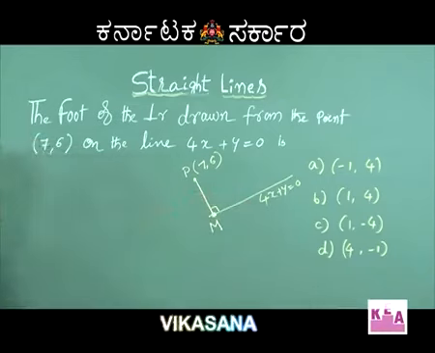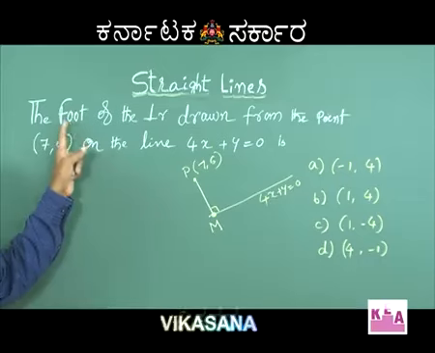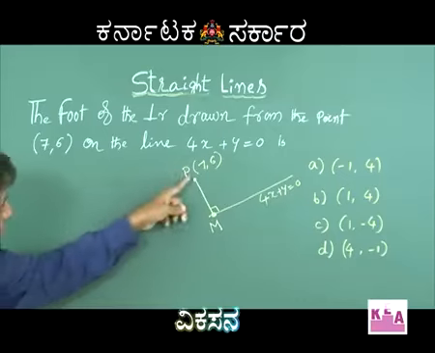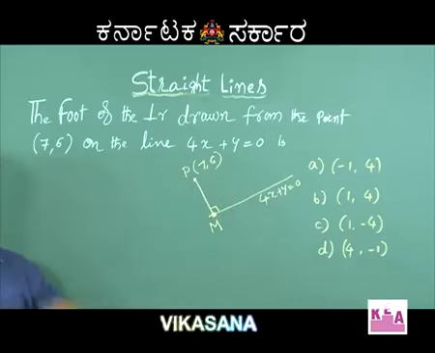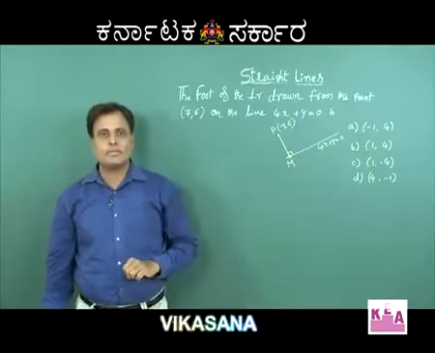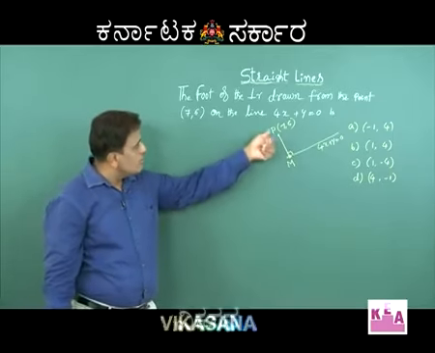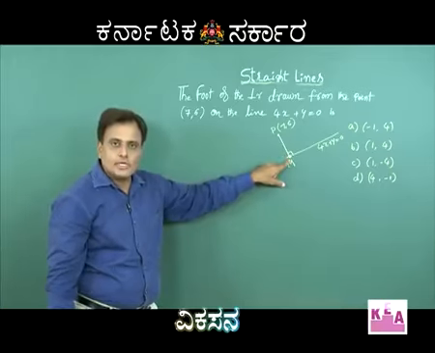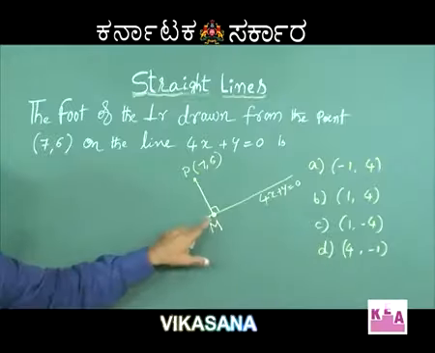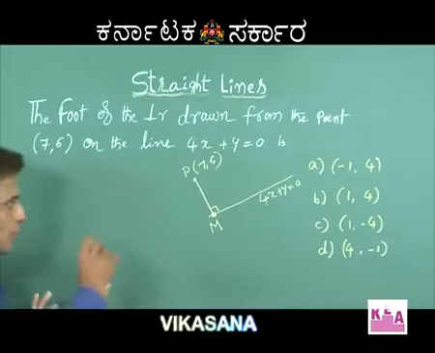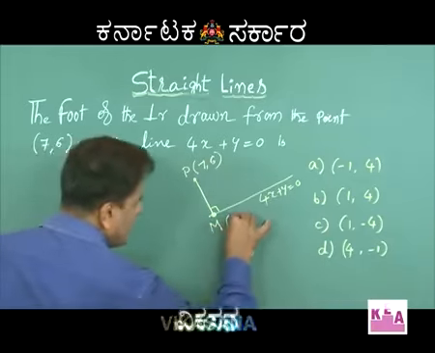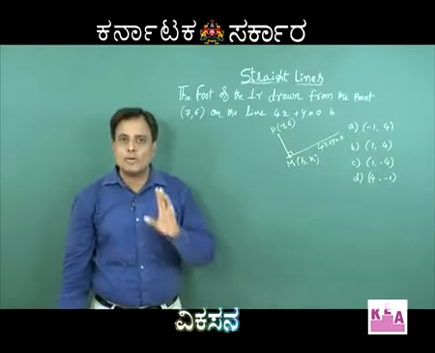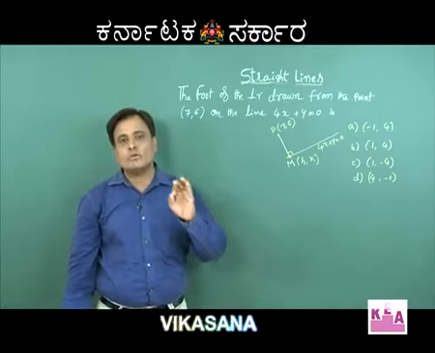Please once again read the question properly. We have to find the coordinates of the foot of the perpendicular drawn from the point 7, 6 on the line 4x plus y is equal to 6. Once again see this. The given point is 7, 6. Draw the perpendicular to the line. Therefore, M will be the foot of the perpendicular. We need to find out the coordinates of this M. Temporarily assume that the coordinates of this M are h, k. That means we have to find out the values of h and k.